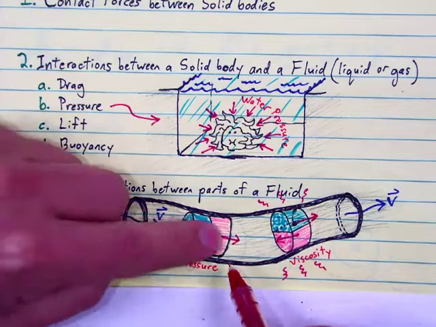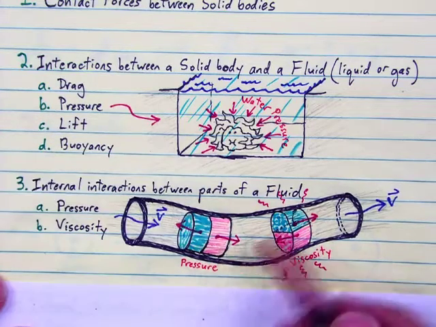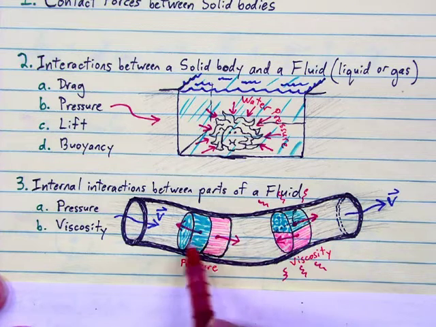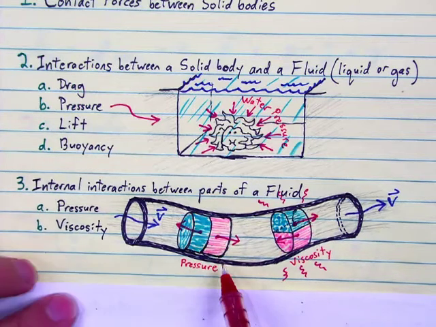The blue oil is going to be pushing forward on the pink oil. Likewise, the pink oil will be pushing backward on the blue oil. That's pressure, neighboring bits of fluid pushing away from each other.